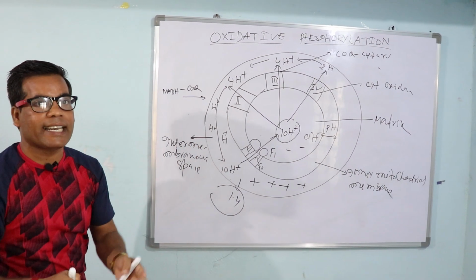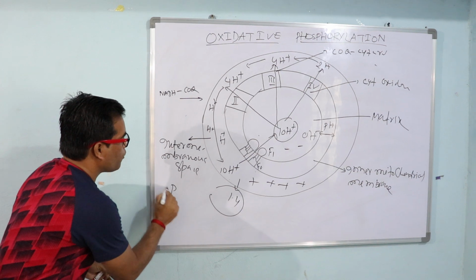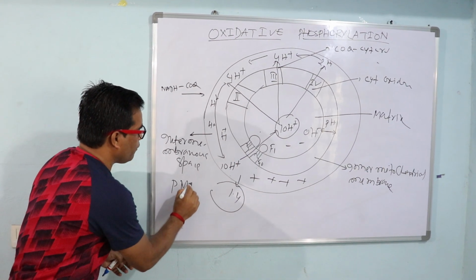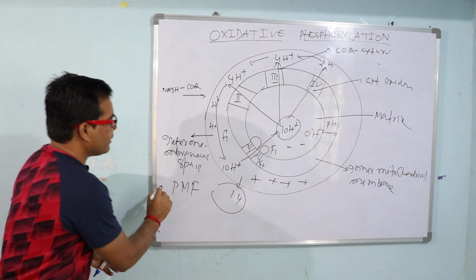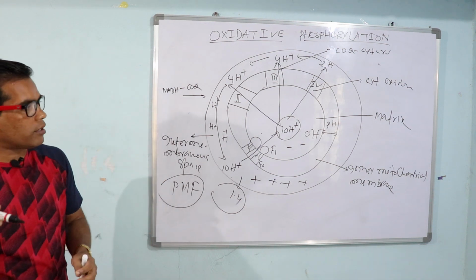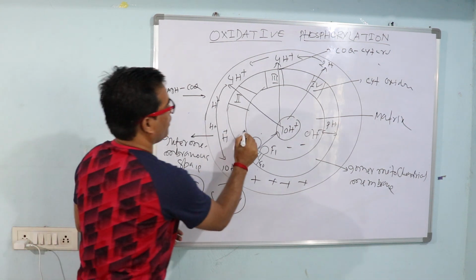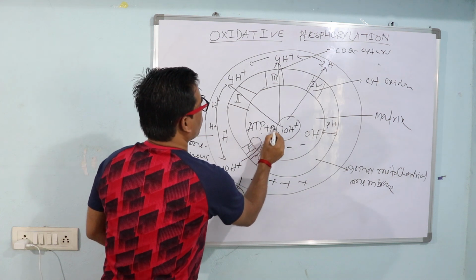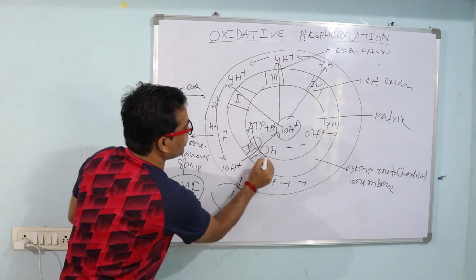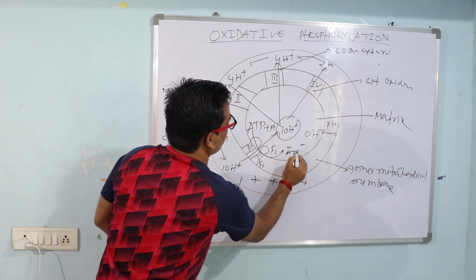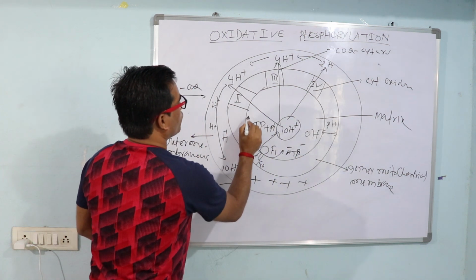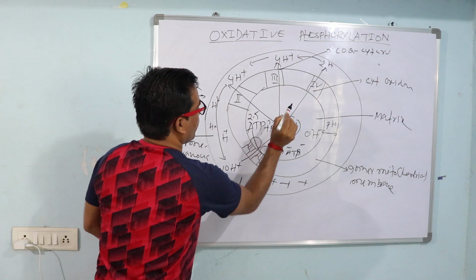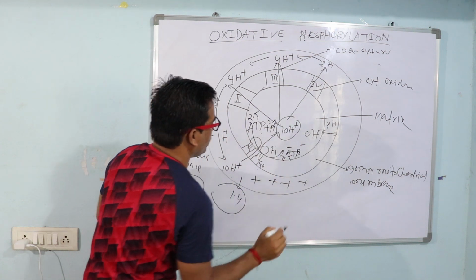These pH gradients are known as the proton motive force. This proton motive force drives the ADP plus inorganic phosphate to form ATP molecules, giving 2.5 ATP molecules.